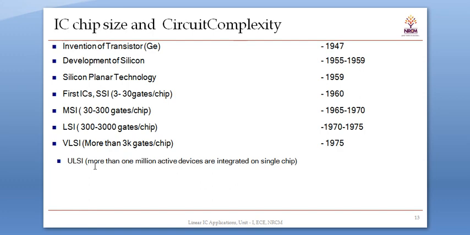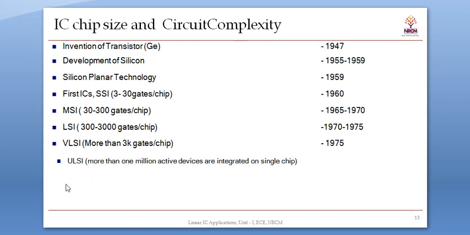together with some increase in the chip area. So the chip area is also going to increase day by day, since the chip size is also going to increase day by day. The chip area for the SSI chip is 1 mm square, and 1 centimeter square for the LSI chip. In that fashion the chip size and circuit complexity have increased day by day.